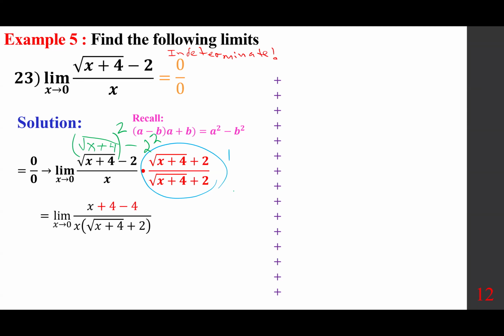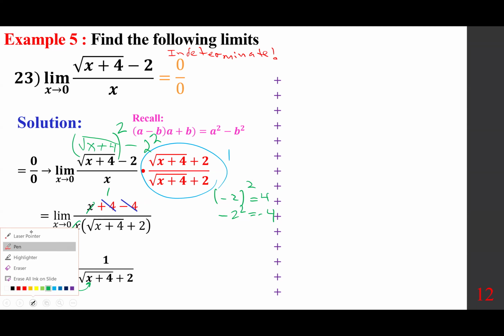By the way, remember, if you have a negative number to the power of 2, that is positive 4. But if you have minus 2 squared, that is negative 4, because in the second case, this negative remains. In this one, the negative gets raised up. 4 and negative 4 cancel each other. x and x cancel each other. If you plug in 0, this becomes square root of 4 over 2. 2 and 2 add up to 4. So the final answer is 1 over 4.